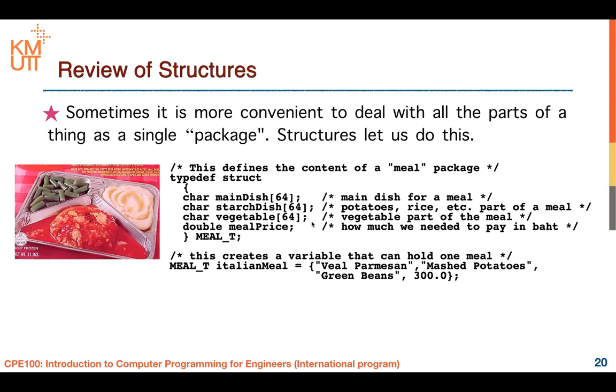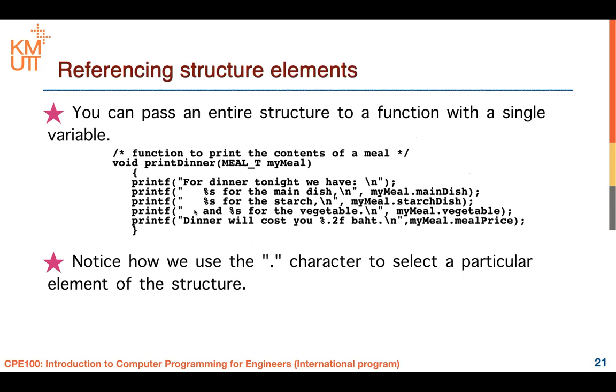This is why we define things in terms of a structure. And if we want to access this, you can simply use dot. Italian meal dot main dish, you can get veal parmesan, for example.